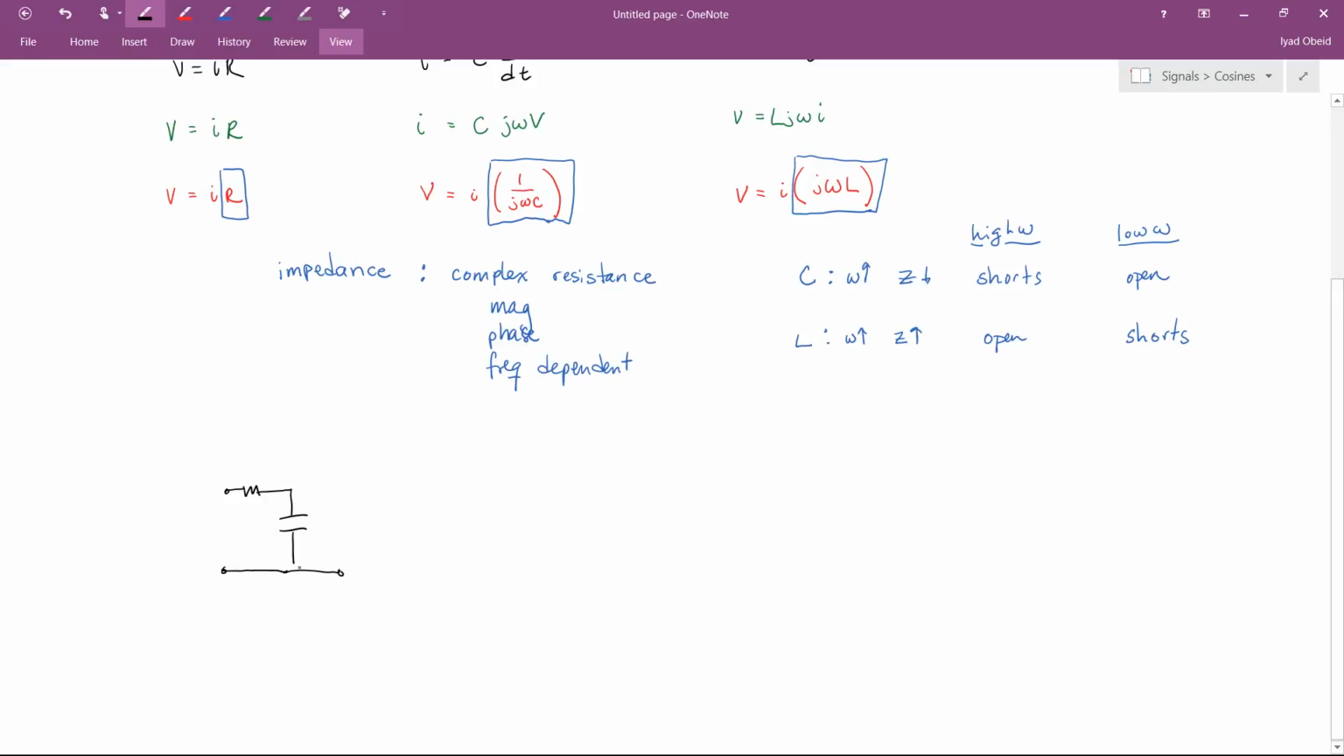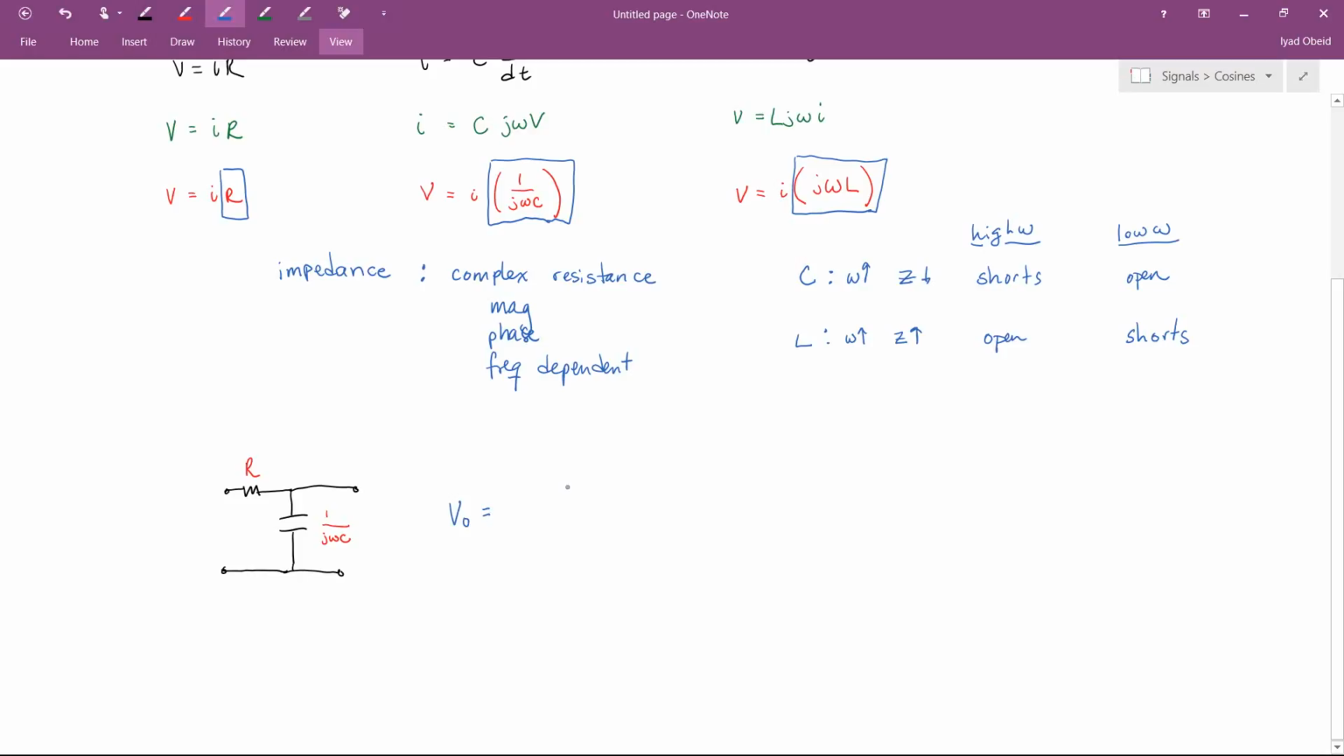And now, instead of even bothering to write the differential equation that governs this circuit, I'm just going to do an impedance analysis. I'm going to say that this resistor has an impedance of R. I'm going to say that this capacitor has an impedance of 1 over j omega c. And then I can say that the output voltage can be defined using voltage divider.